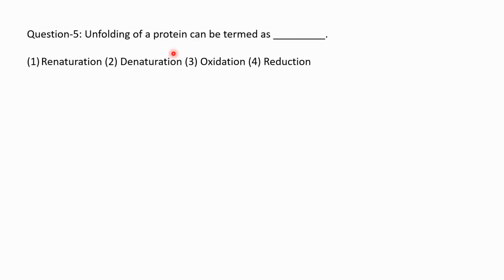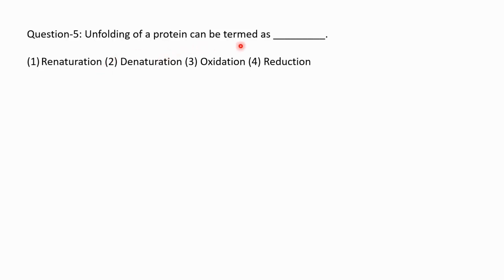So we should first read the options. Option number 1 is renaturation, option number 2 is denaturation, option number 3 is oxidation, option number 4 is reduction. Renaturation is the reverse of denaturation. When I talked about temporary denaturation, if I remove the conditions under which the denaturation happened, only in mild conditions where there is a temporary denaturation, and I revert the conditions to the original and the protein acquires its original configuration, then the process is known as renaturation.